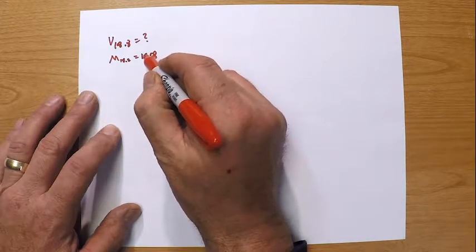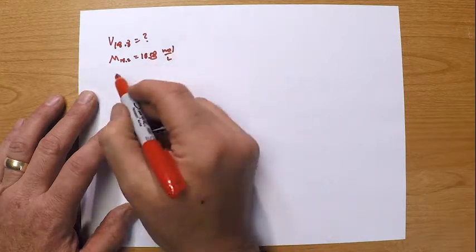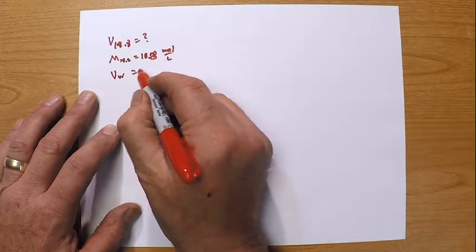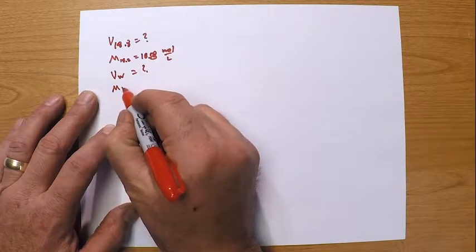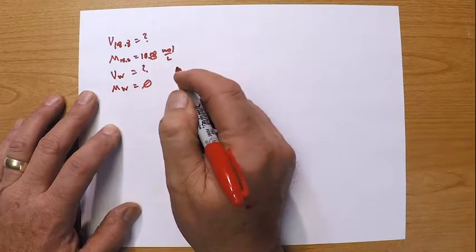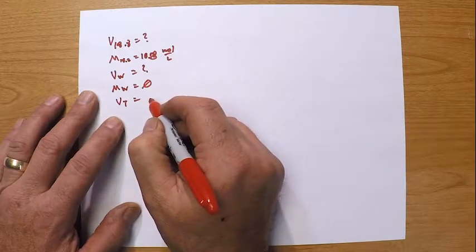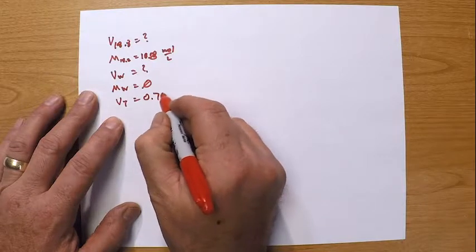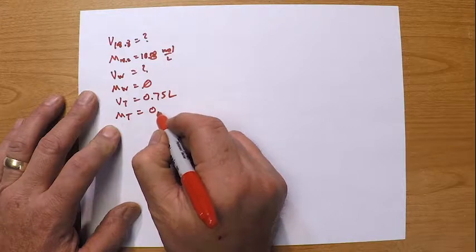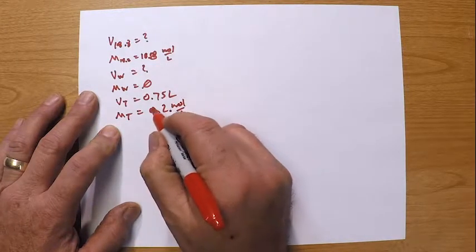moles per liter. And then we have the volume of the water, and we don't know that. And the molarity of the water, there's no acid in the water. The molarity of the water is 0. Right? And then the total volume has to be 0.75 liters, and the total molarity has to be 2 moles per liter, 2 molar.